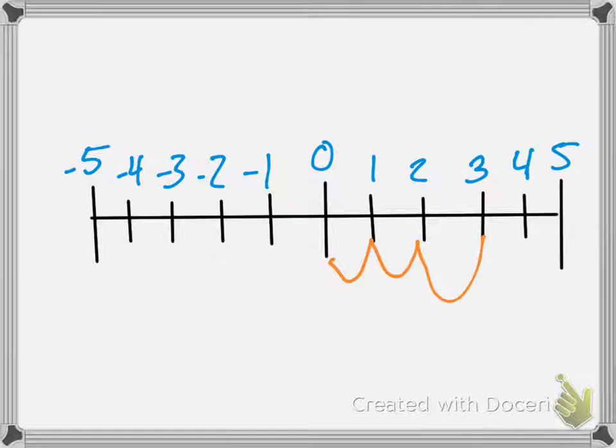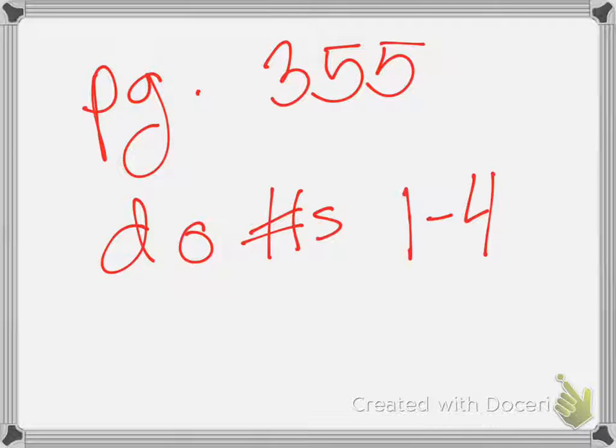I like to think about it like a little bunny. A bunny can't do negative hops. Things can't do negative hops. Distance is always positive. So I want you to look at page 355 and do numbers 1 through 4. They're pretty easy to do, so it shouldn't take you too long. Once again, the absolute value is always positive.